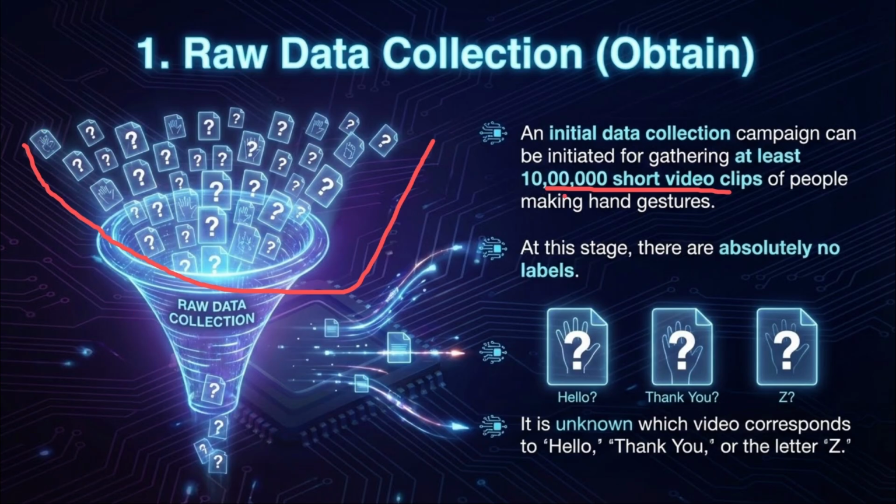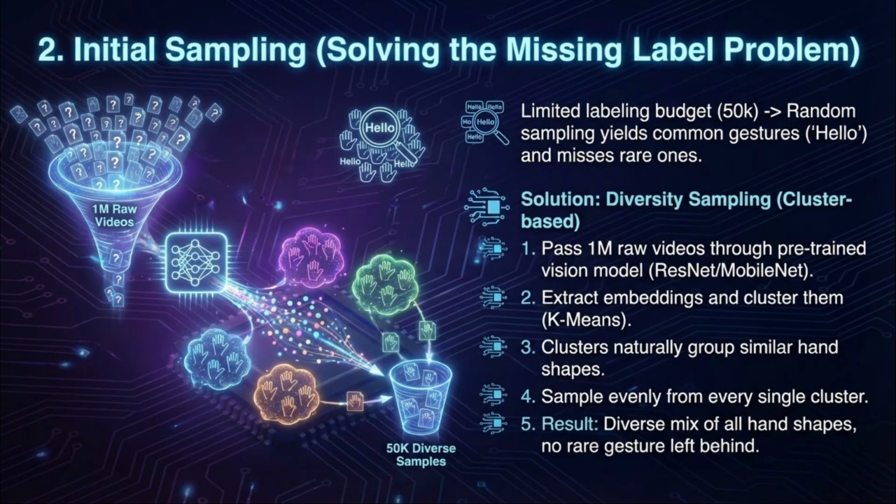But labeling 1 million short video clips is very expensive. So what should we do? We should get some sample of it and then get it labeled. Every company has a budget, so we cannot exceed the budget. So depending on that, we'll sample. So let's see how sampling works. Let's say we have a budget of sampling. We can sample 50,000 videos using human annotators, but we have 10 million raw videos.